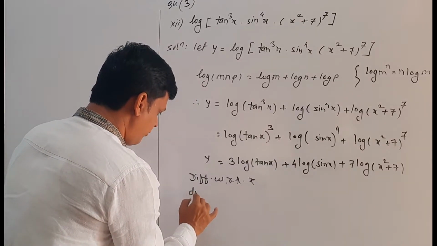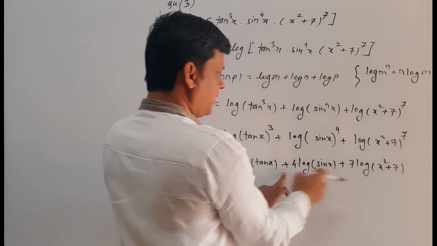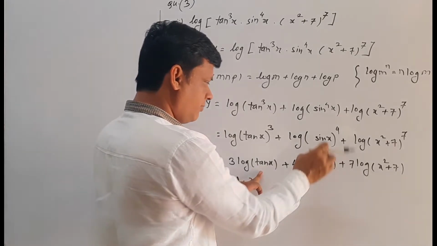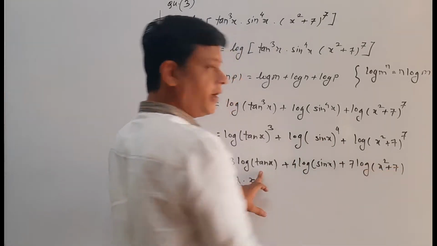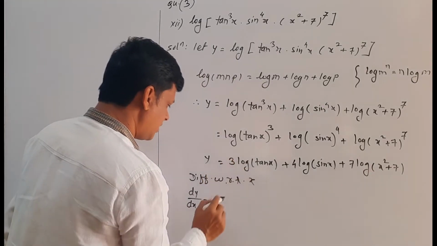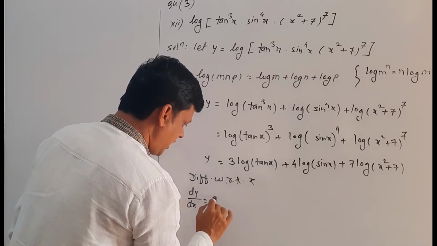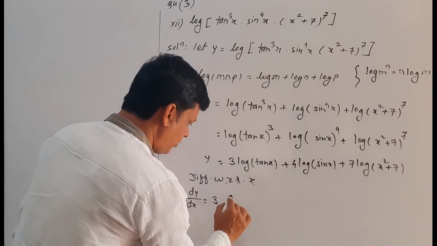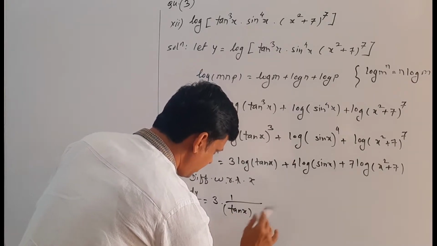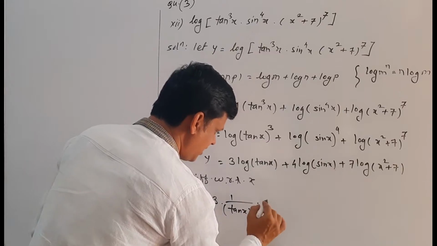So the derivative of y is dy by dx. Here the plus sign is there, so we have to use the derivative of the first function plus the derivative of the second function plus the derivative of the third function. While differentiating the first function, 3 is a constant with this log function, so we write 3 as it is. The derivative of log is 1 upon, so we write 1 upon 10x into the derivative of 10x. The derivative of 10x is sec²x.